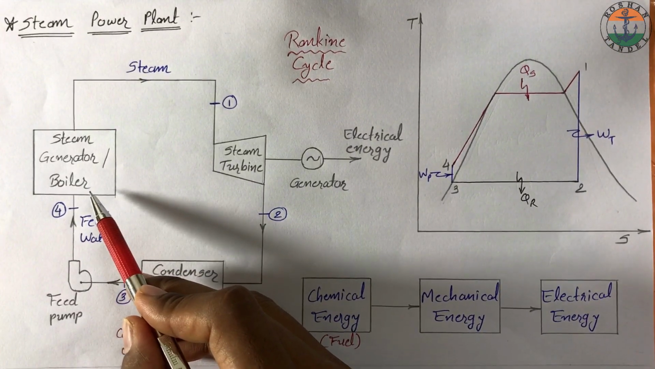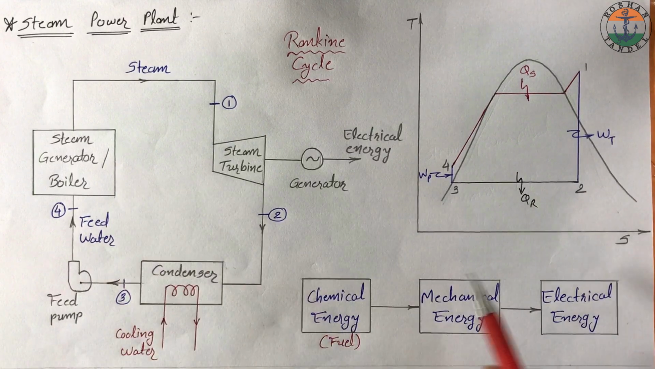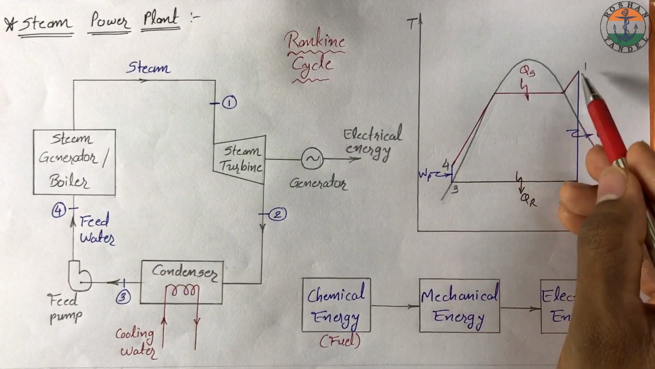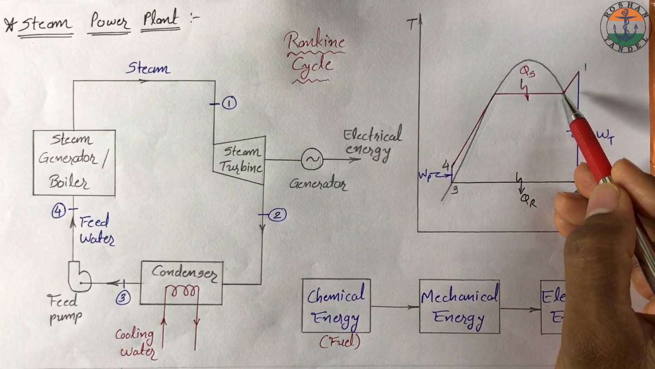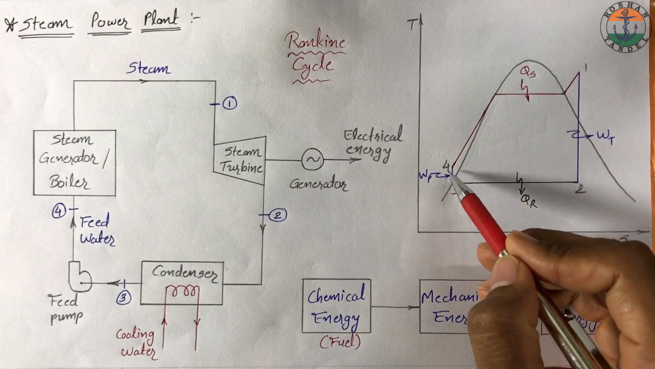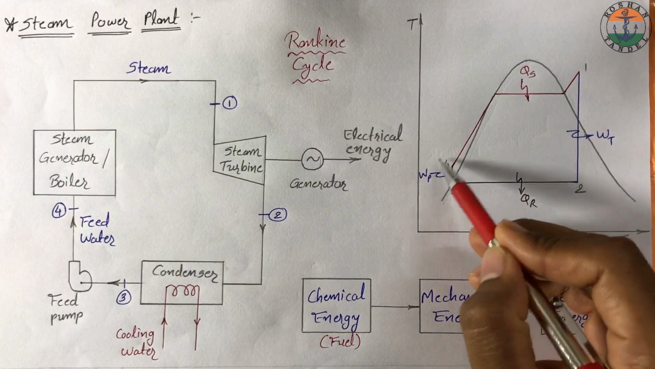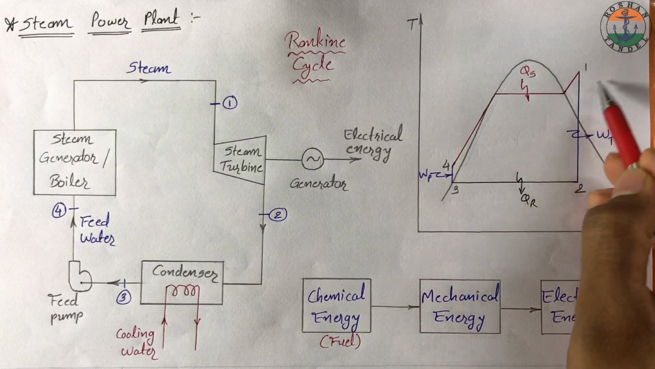The boiler generates steam at constant pressure. It is shown by line 4 to 1 on the TS diagram. There is only a phase change of water from liquid state to superheated steam.